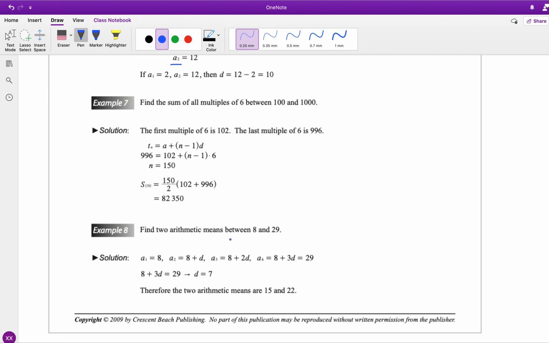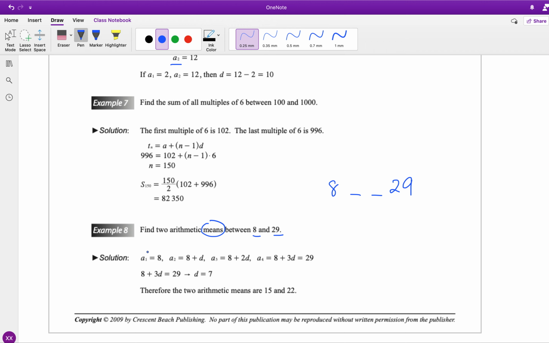So this also means between 8 and 29. What does that mean? It means in between. So there should be 4 terms in between 8 and 29. So what do we do here?